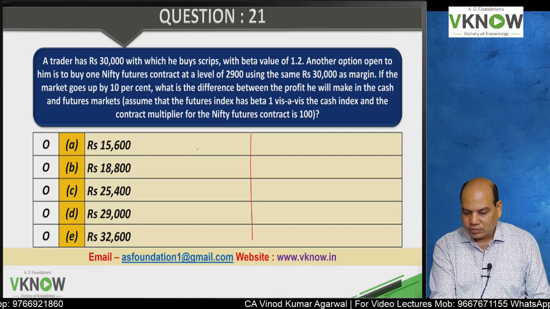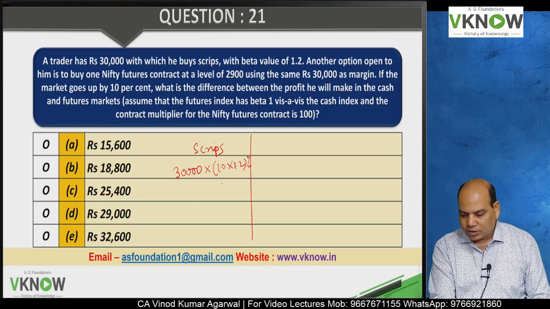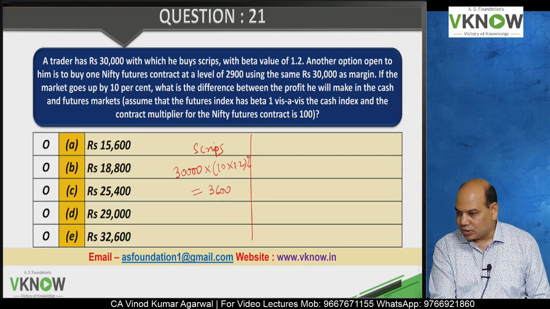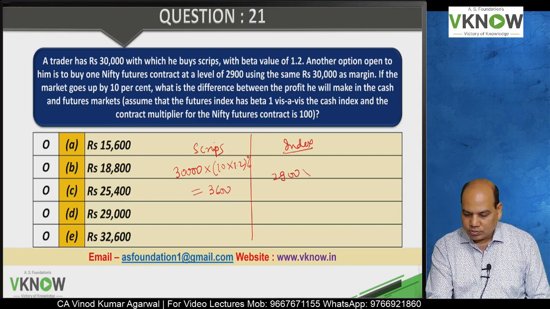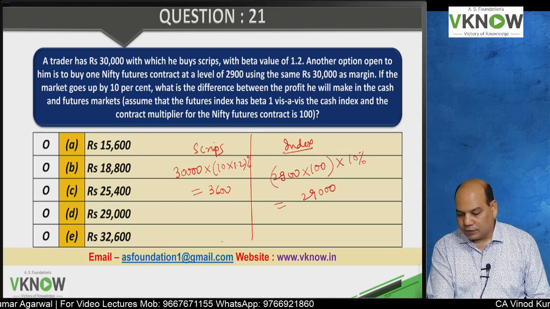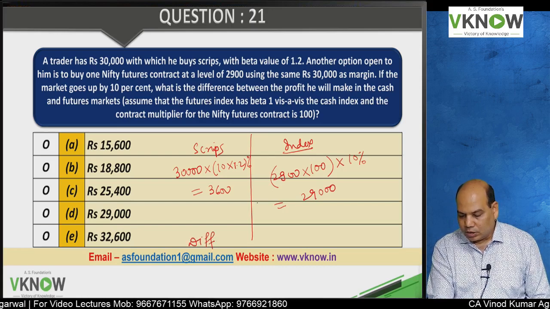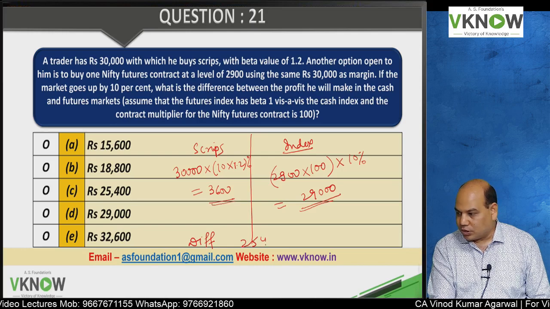If you invest in share market, your profit will be 30,000 into 10 into 1.2, 12%. So that is, I think, 3,600. If you invest in index, 2,900 into lot size of 100 into 10% appreciation, so that will come to 29,000. The difference between 29,000 and 3,600 is 25,400.